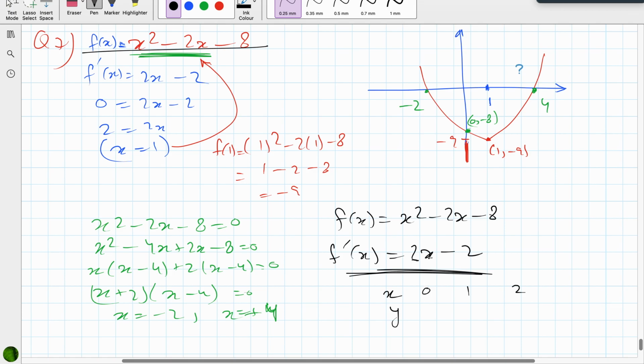When I substitute 0 in this f'(x), I get -2. When we substitute 1, I get 0. When I substitute 2, I get 2. 2 times 2 minus 2 is 2.